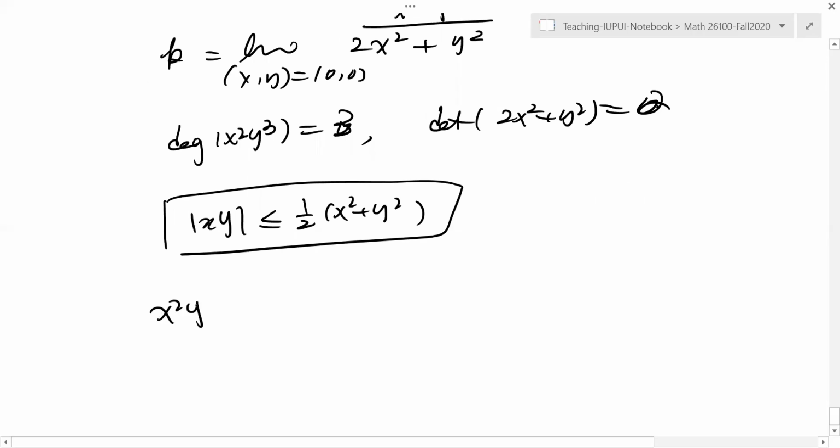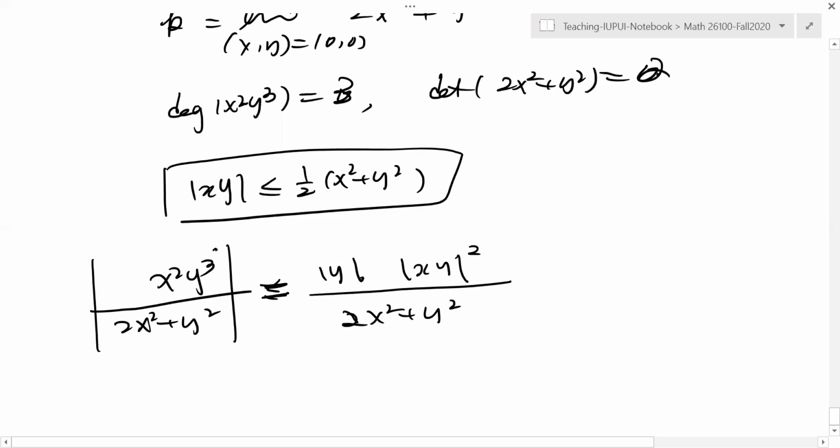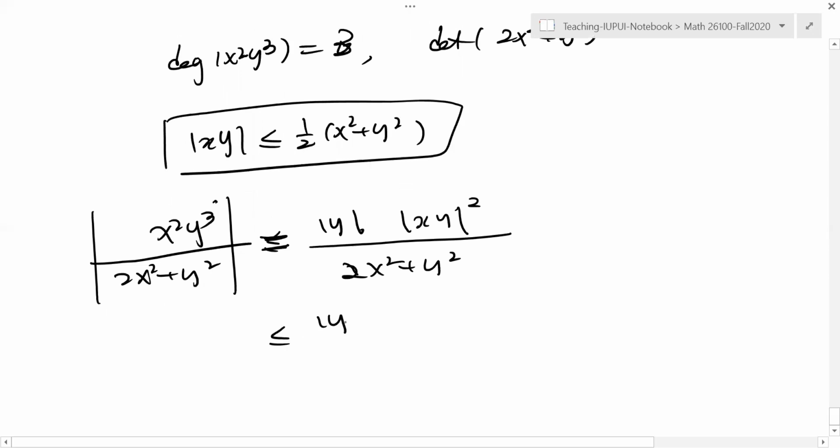So x squared y cubed over 2x squared plus y squared is going to be less than, or equal to, first of all, absolute x times absolute x times absolute y, where this is squared, over 2x squared plus y squared. So I can use the above inequality. It's going to be absolute y times half of x squared plus y squared, squared, because of the absolute value.